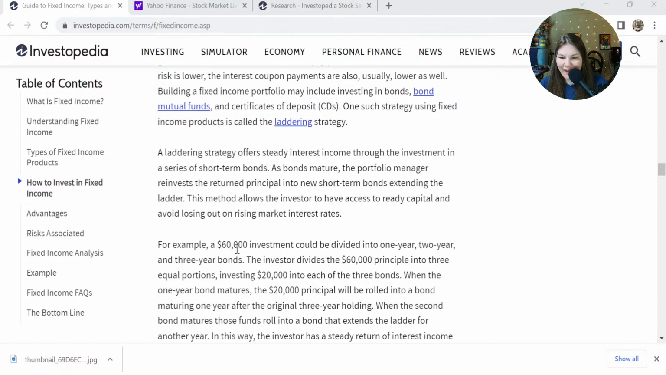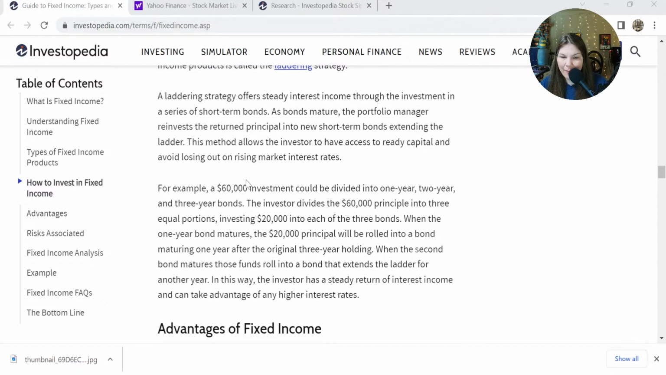This method allows the investor to have access to ready capital and avoid losing out on rising market interest rates. And right now, guys, this is a good idea. Like the TIPS, things that are interest, they have resilience.